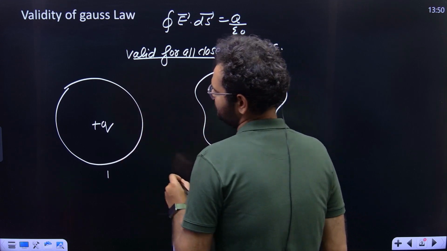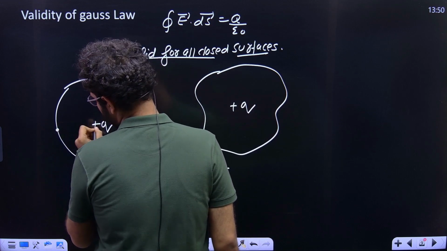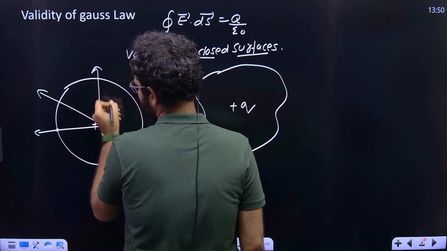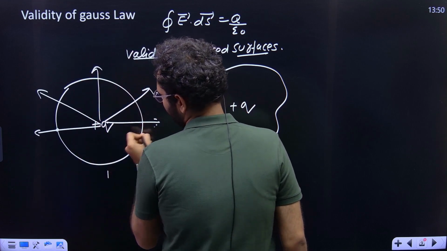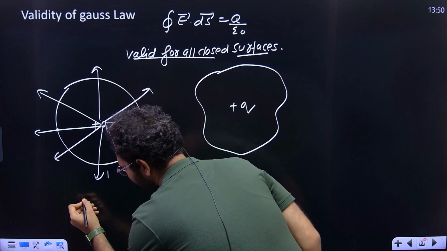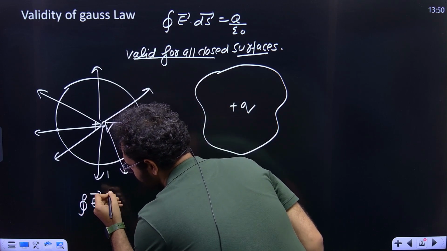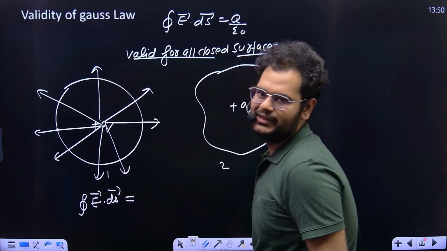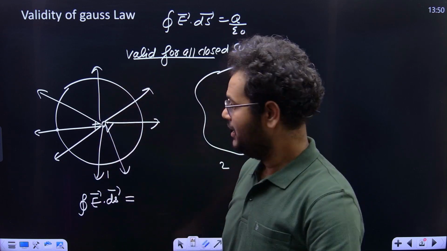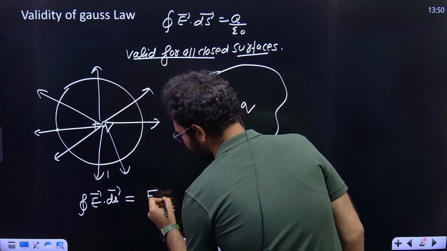What I'm trying to say is, suppose I want to calculate electric field at this point. So how will the electric field lines be? Like this. Okay, very good. So whenever I write the expression, what I will write: integration of E dot ds. You tell me, is electric field same at all points? Yes, it is same. Why? Because the surface is symmetric. So I can simply write E ds.